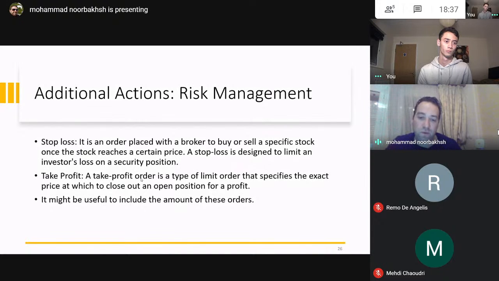So we don't have just a buy or sell. We have, for example, buy with this amount of stop loss and with this amount of take profit. So we have several long position or buy actions because of the risk management, which is very important in the FX market, FX trading.